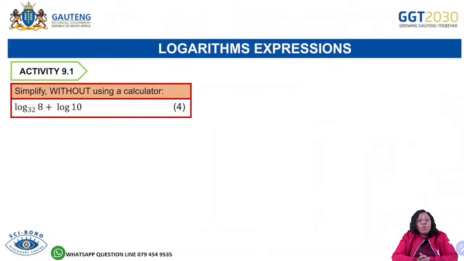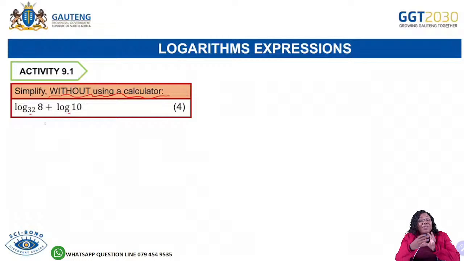Now, let's see how do we simplify the log expressions. Activity 9.1, simplify without using a calculator again, grade 12. That means you need to apply those logarithm rules or laws in order to be able to simplify this. Number 1, if we look at the bases here, they are not the same. We have base 32, and then we have base, if there is no base, the base is 10. They don't normally write it, okay?